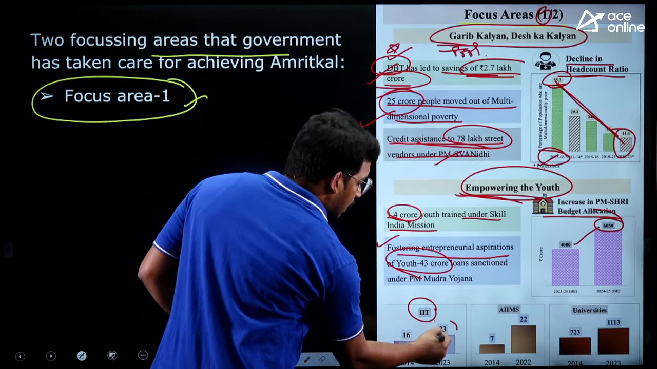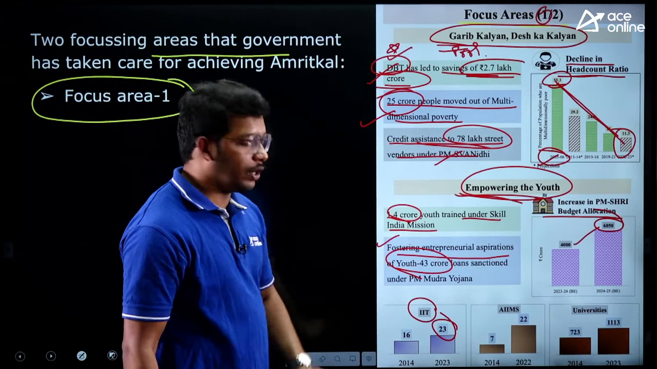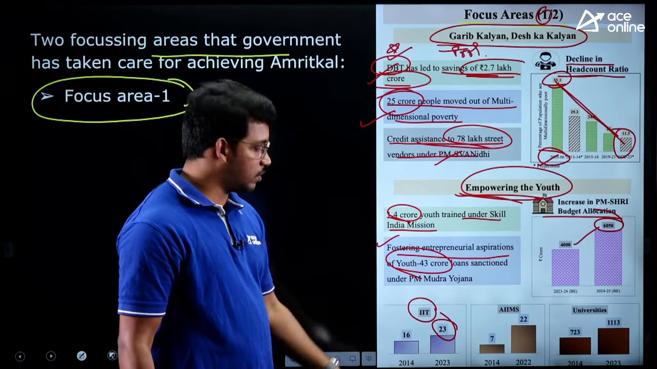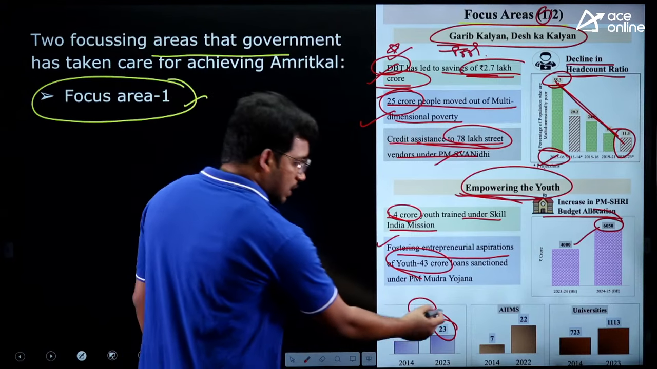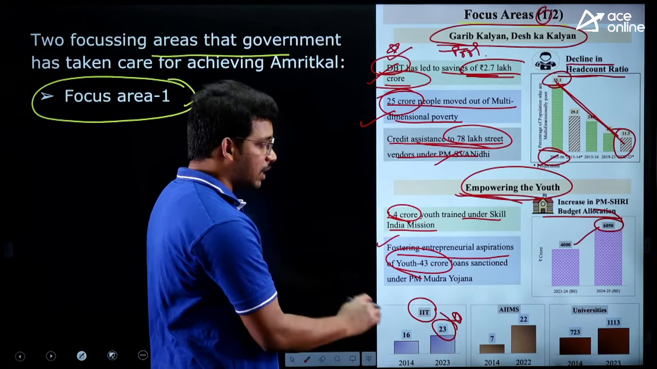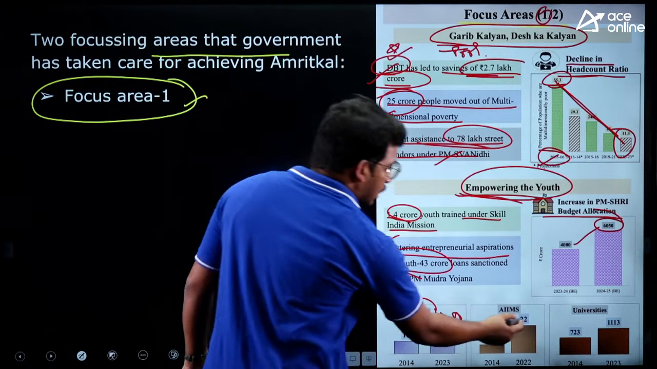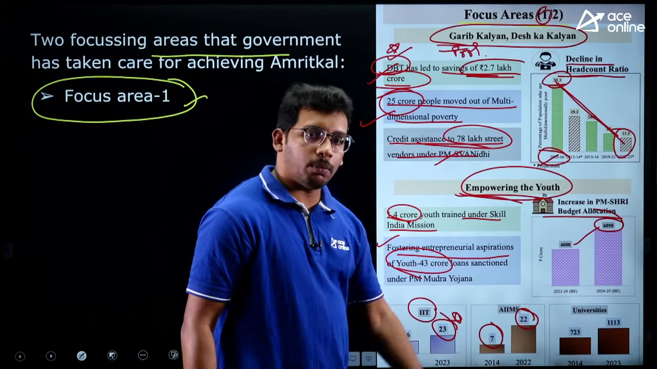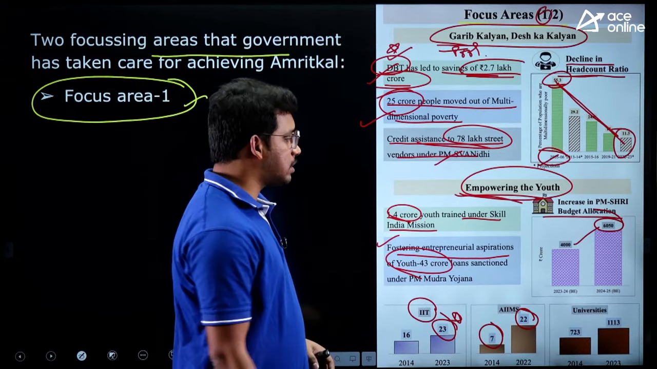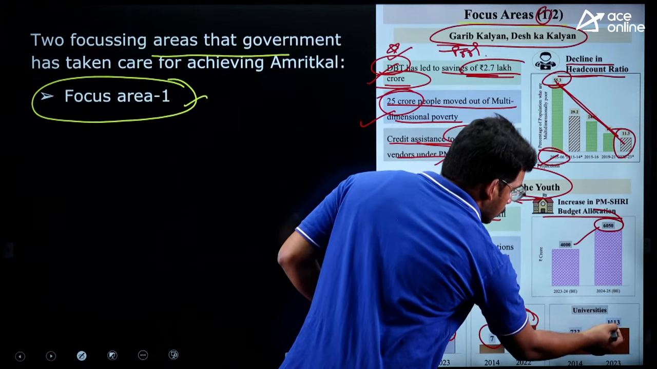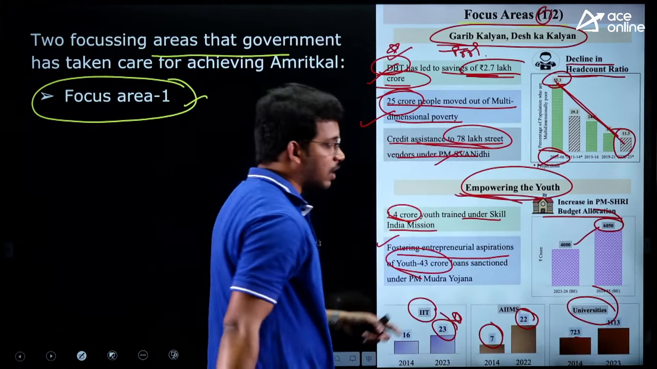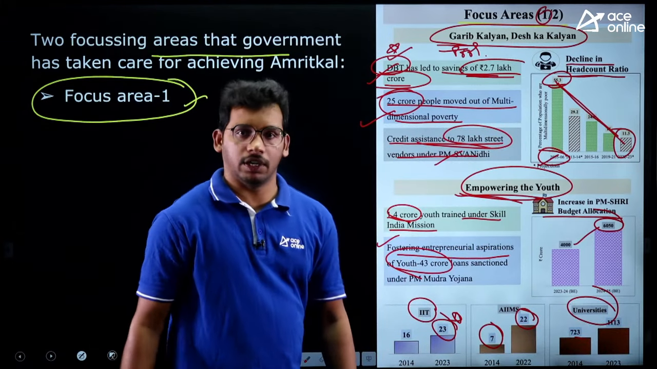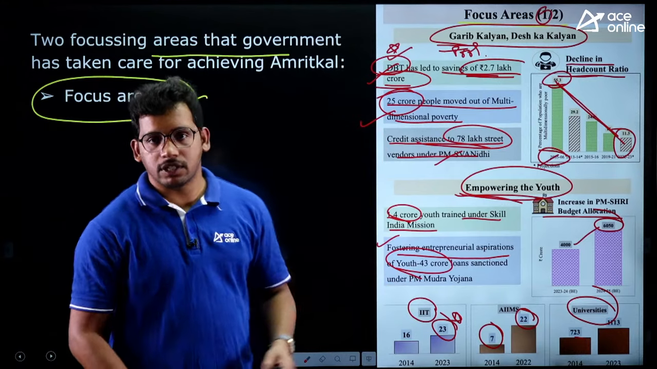Finally, there were 23 IITs in 2023 compared to 2014, when there were only 16. So these numbers are also important. There are 23 IITs and then 22 AIIMS. From 7 AIIMS in 2014, the government was able to create 22 AIIMS, right? All India Institutes of Medical Sciences. Then universities have increased from 700 to 1100. So this is the first focus area.